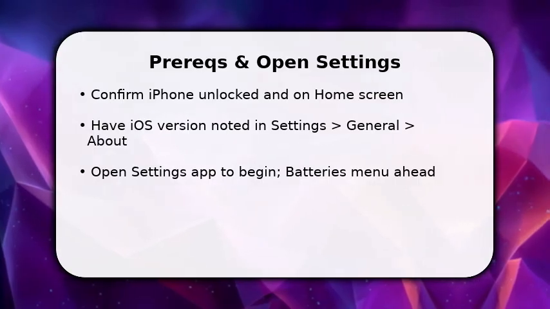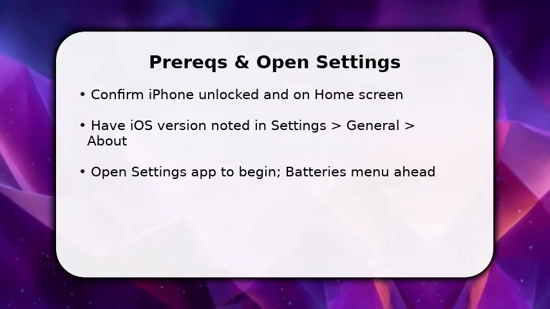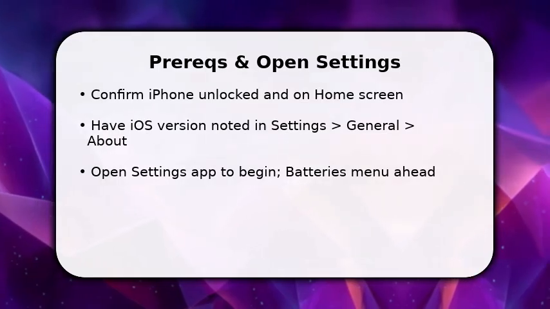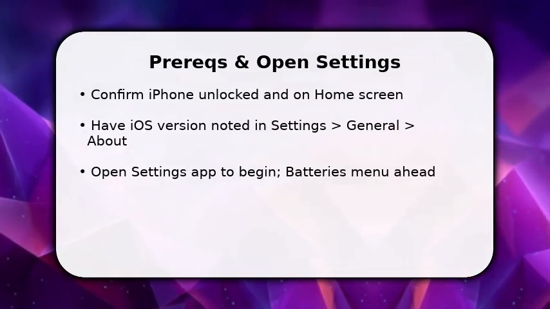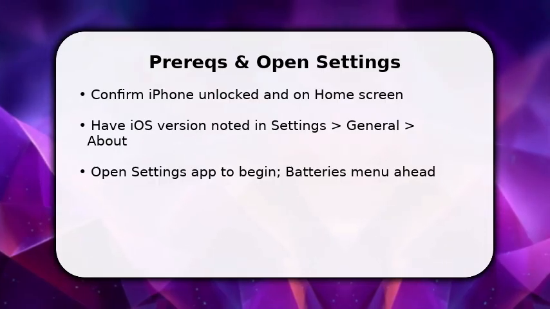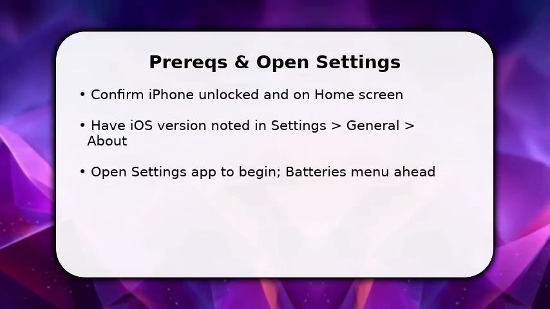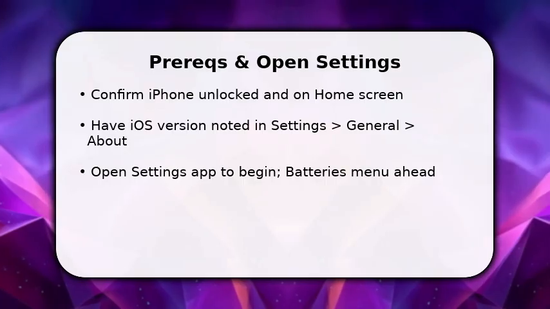If you're running an older iOS, the layout may differ slightly. Note your iOS version in general so you know what to expect. Once done, locate Low Power Mode, and let's move immediately to turning it off and verifying the change.